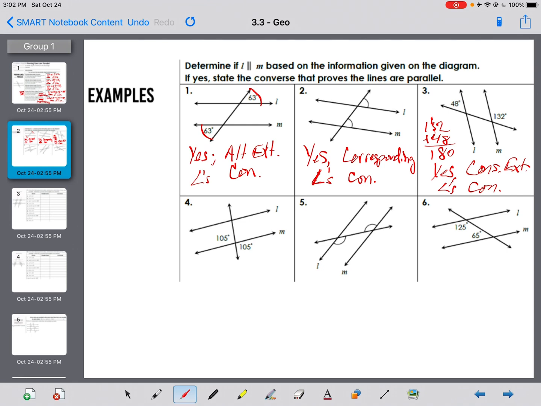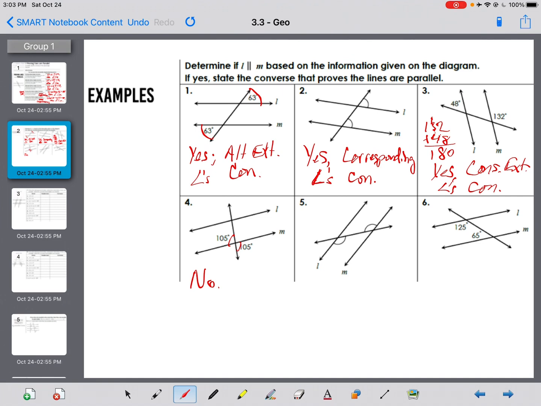Okay? So let's look at number 4. They're telling us that these are congruent, and that's cool. Those are vertical angles, but it doesn't tell us anything about the angles in the other intersection. So this is going to be a no. We don't know for sure. They could be, but we don't know for sure.